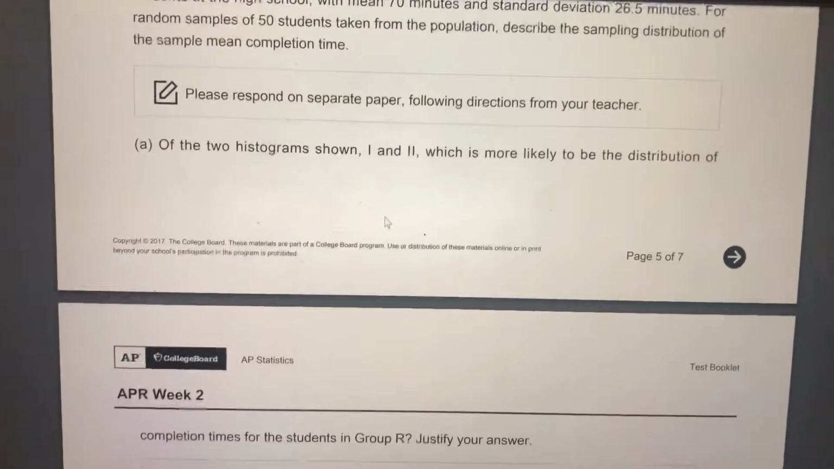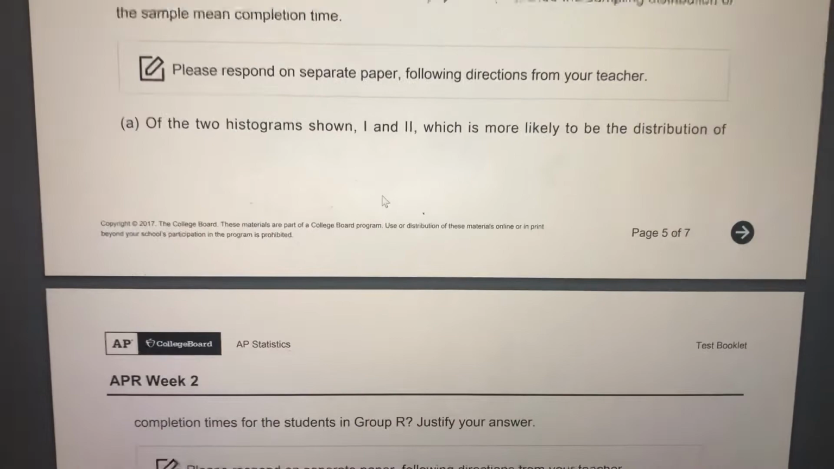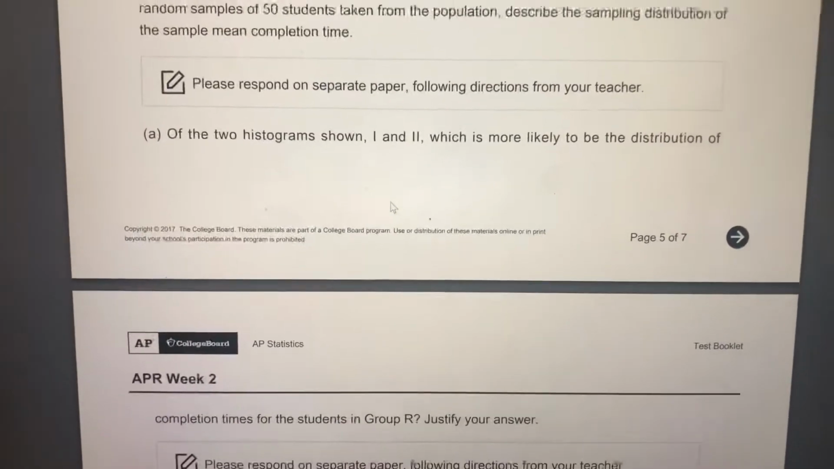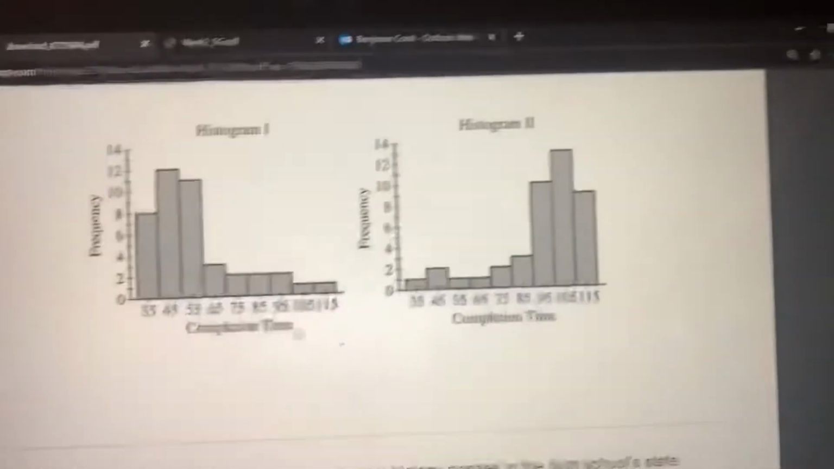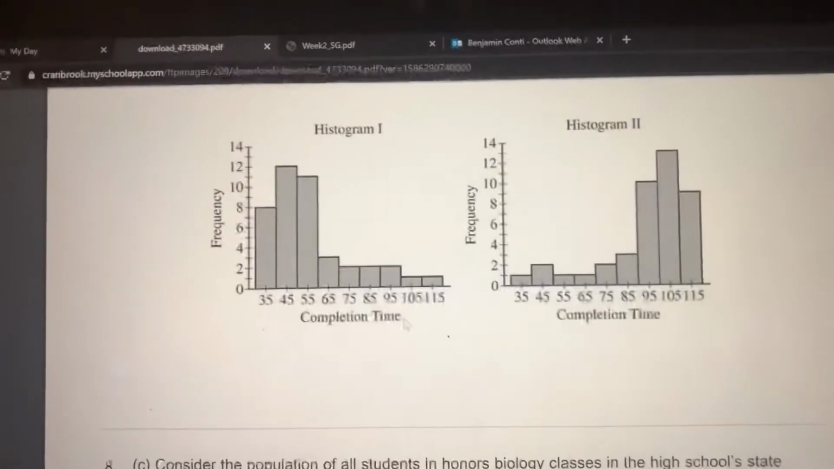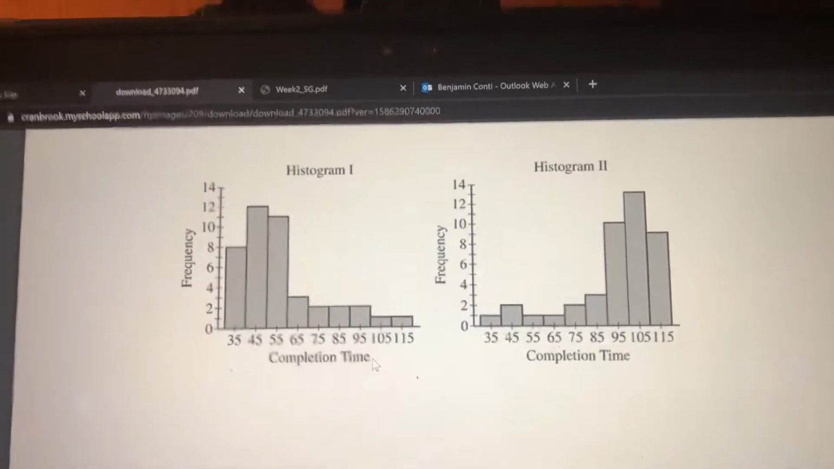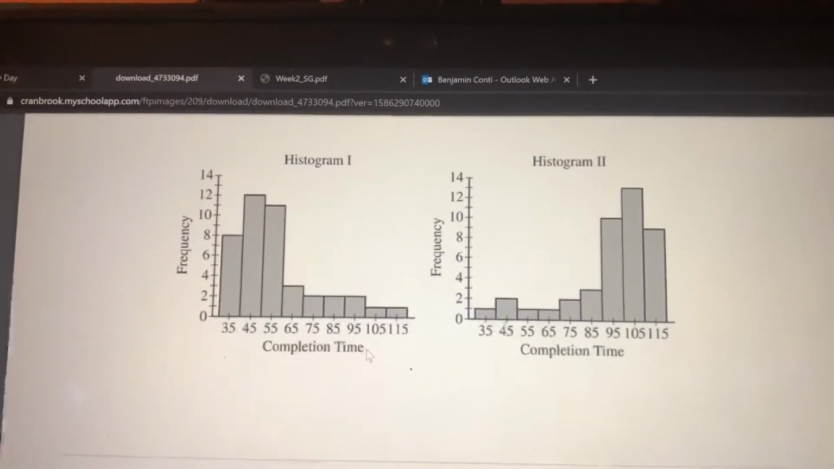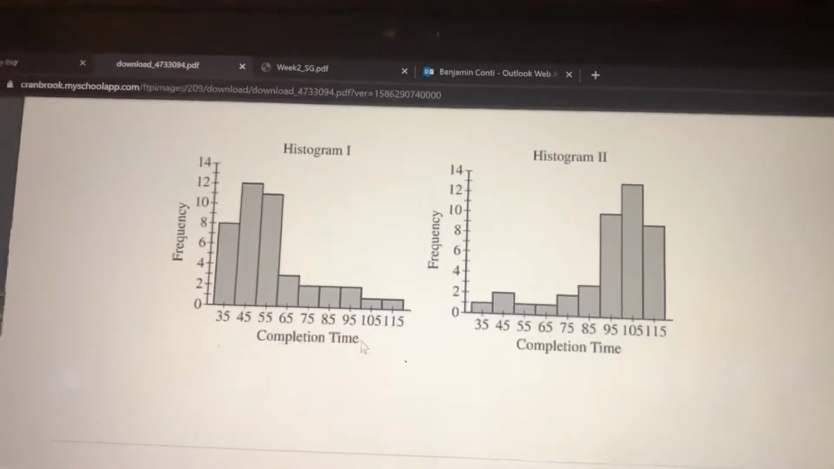Part A. Of the two histograms shown, 1 and 2, which one is more likely to be the distribution of completion times for students in Group R? Justify your answer. So looking back up at the histograms, histogram 2 more resembles Group R than histogram 1. Histogram 2 has a higher average completion time than histogram 1, which lines up with the statement made that Group R students needed more time to complete the task.